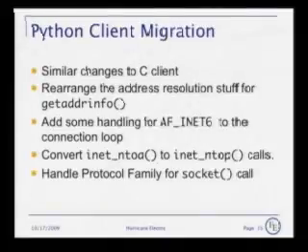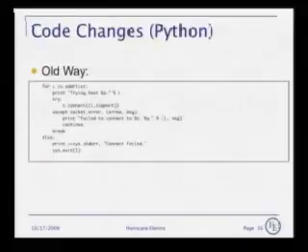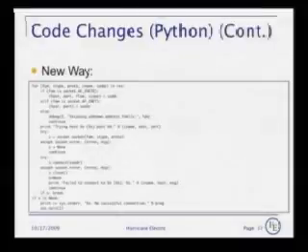The client migration, pretty straightforward. Get attr info again. A little bit of handling for AF_INET6 in the connection loop, and inet_ntop, the protocol family in the socket. This is the way we used to try and connect. This is what we have to do now.